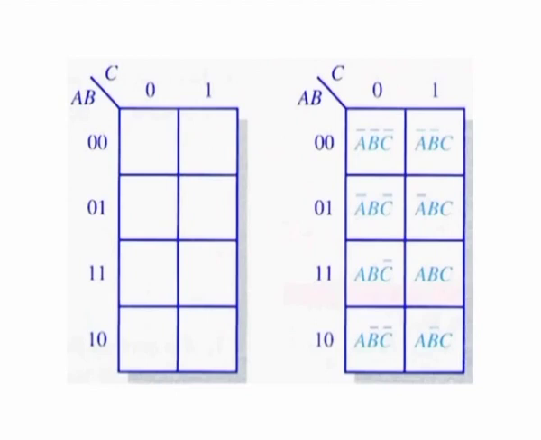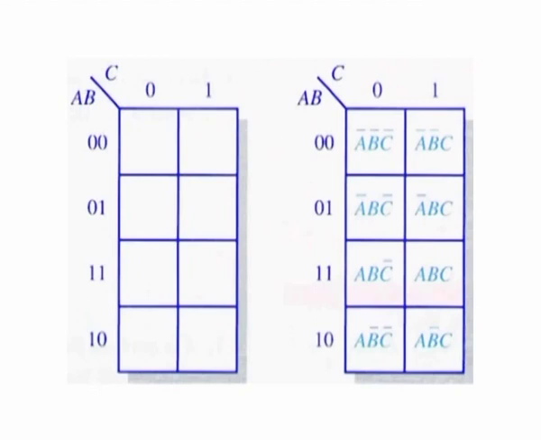A Karnaugh map is similar to a truth table because it presents all of the possible values of input variables and the resulting output for each value. Instead of being organized into columns and rows like a truth table, the Karnaugh map is an array of cells in which each cell represents a binary value of the input variable.